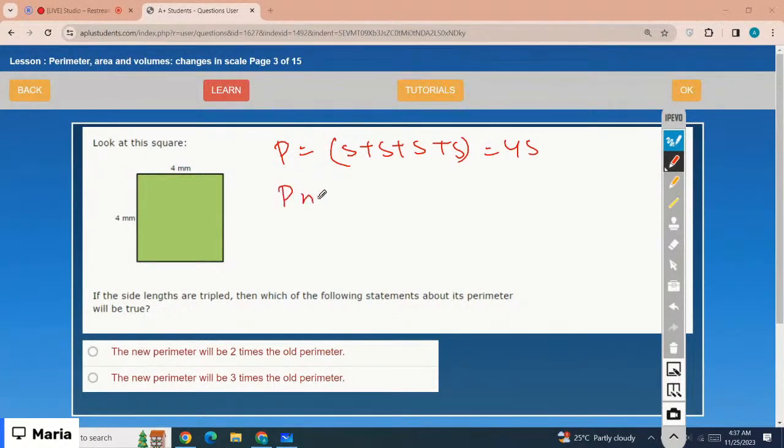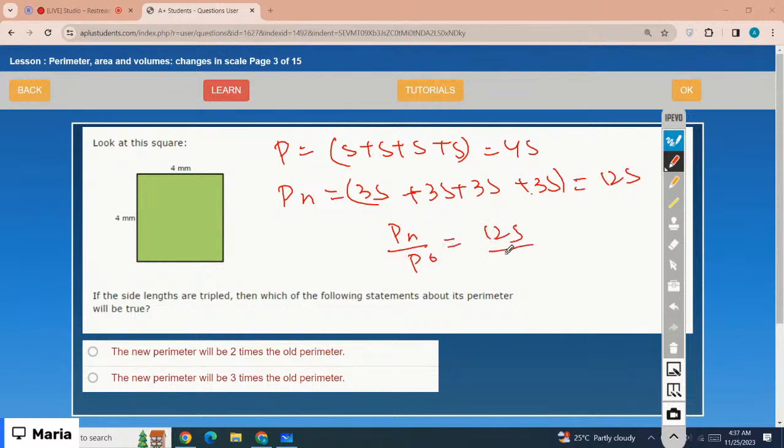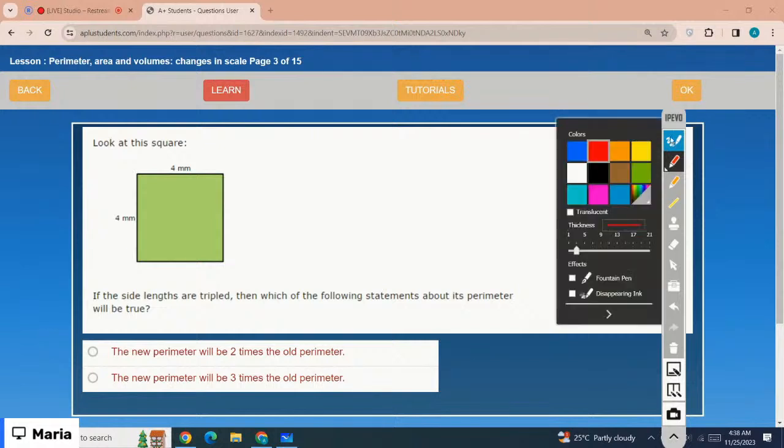Now for the new perimeter, you have to triple each side. That would be 3s plus 3s plus 3s plus 3s, right? That means 3, 6, 9, 12. It would be 12s, right? Just divide the new perimeter by the old perimeter, that is 12s divided by 4s. So s and s cancel out, 4 times 3 is 12. That means the new perimeter will be 3 times the old perimeter, right?